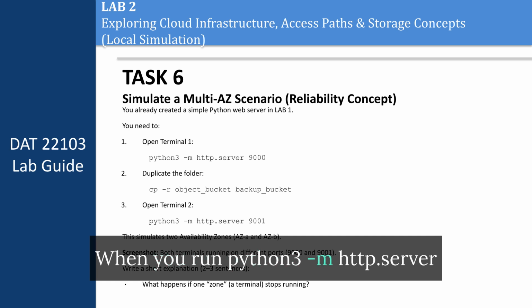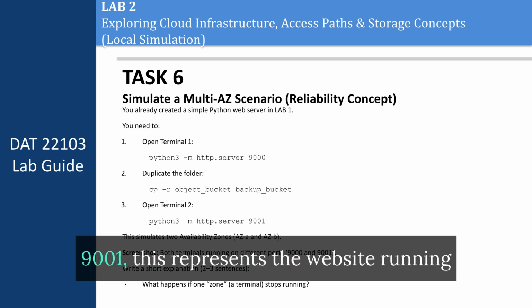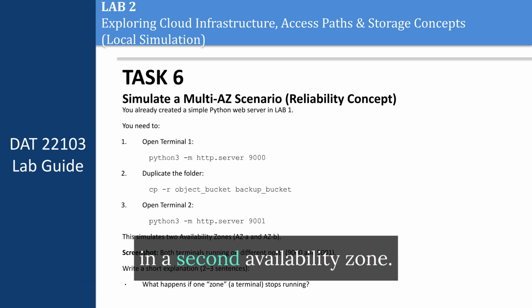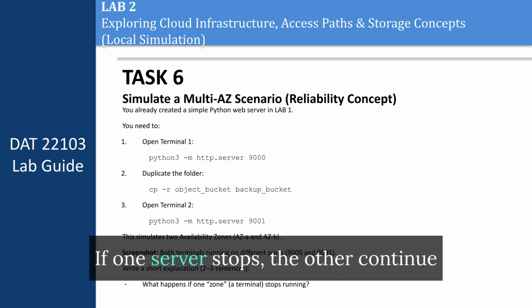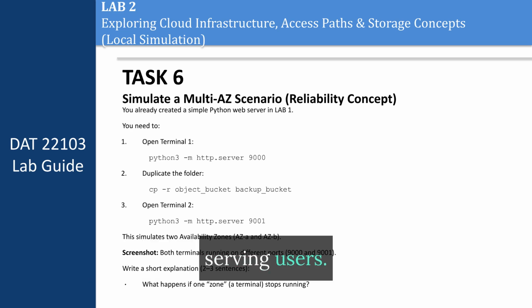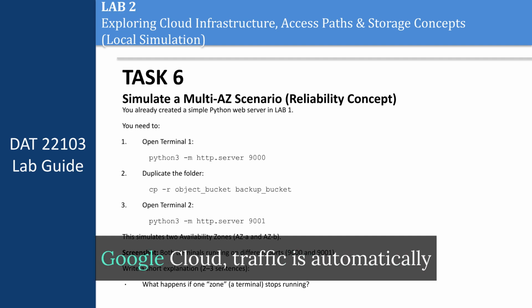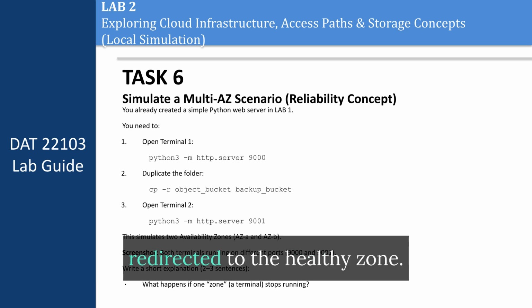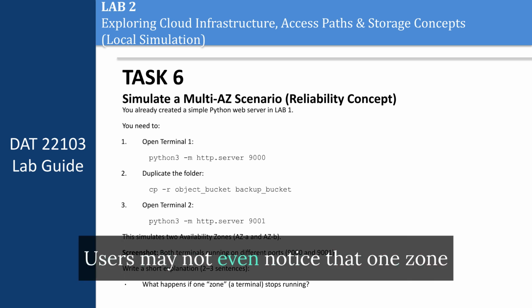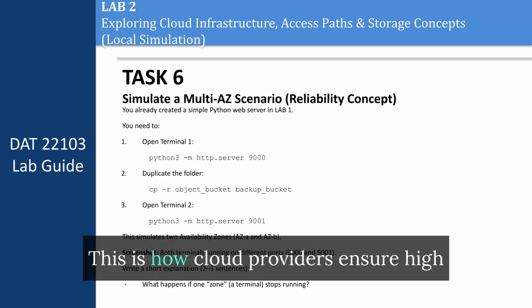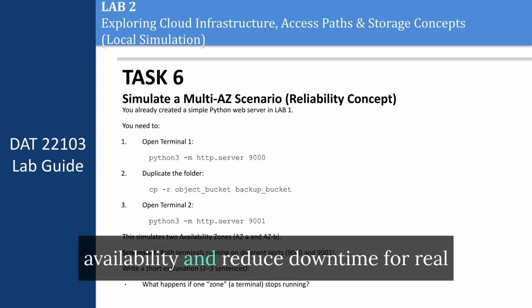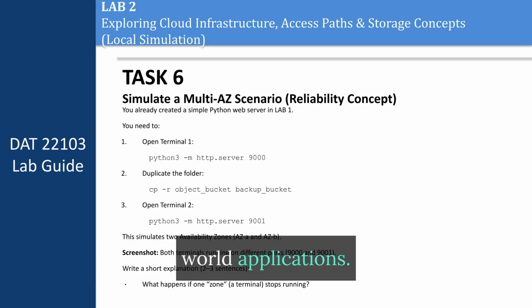When you run python3 -m http.server 9001, this represents the website running in a second availability zone. If one server stops, the other continues serving users. In real cloud platforms like AWS, Azure, or Google Cloud, traffic is automatically redirected to the healthy zone. Users may not even notice that one zone has failed. This is how cloud providers ensure high availability and reduce downtime for real-world applications.